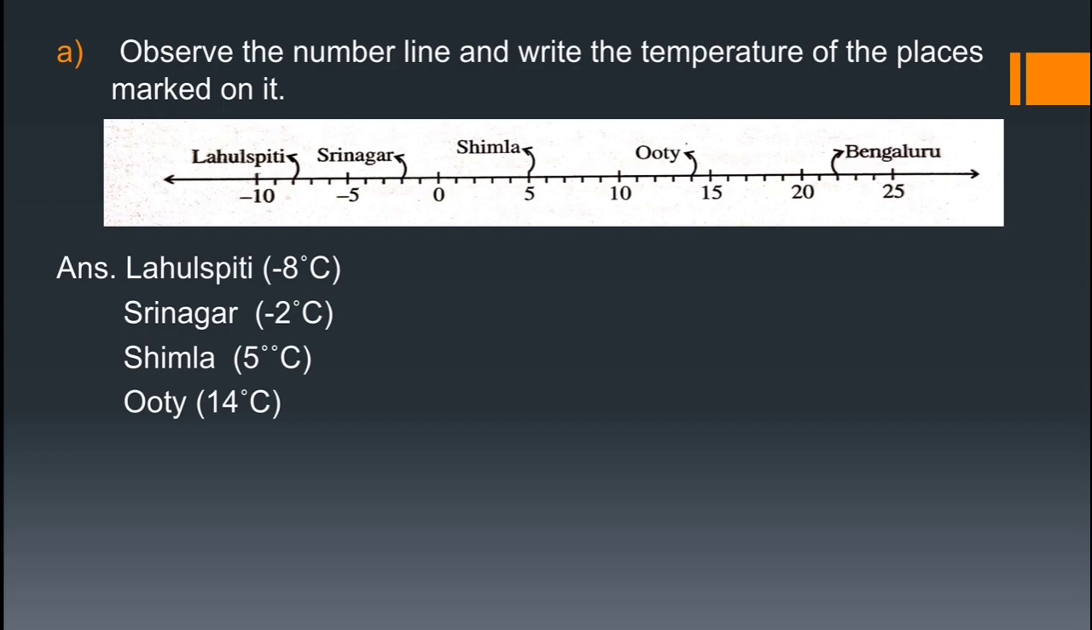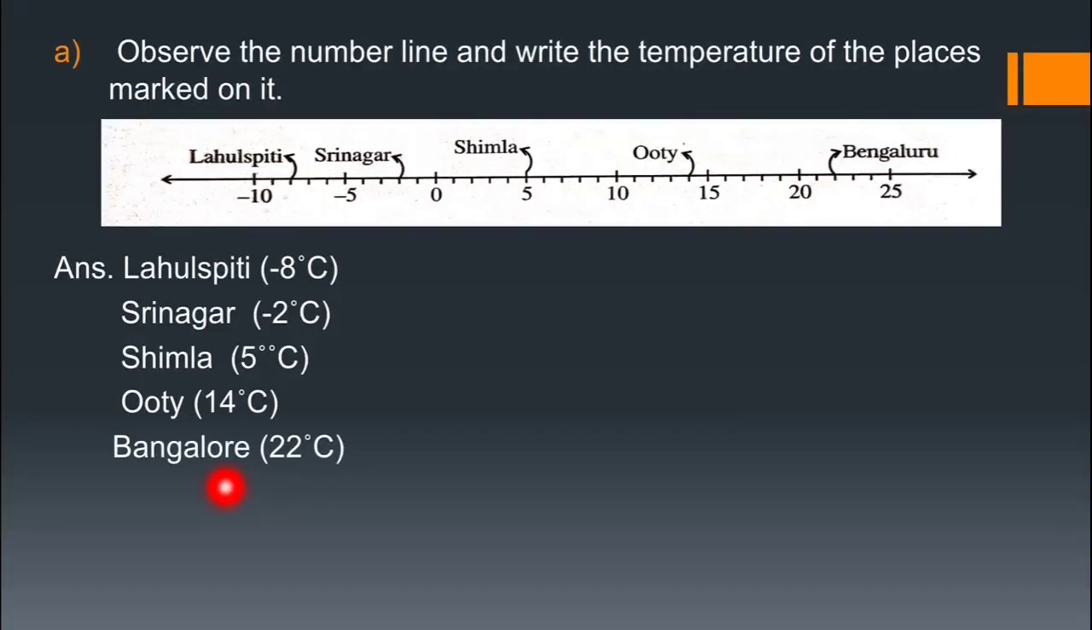Now next is Bangalore. We can see Bangalore is on the right side of 20. So this is 20, this is 21 degrees centigrade, and this is 22 degrees centigrade. So Bangalore's temperature is 22 degrees centigrade. From this data, it is clear that Bangalore is the hottest place because its temperature is highest among all these places, and Lahaul Spiti is the coldest place because its temperature is lowest among all these places. So let us see our next part.